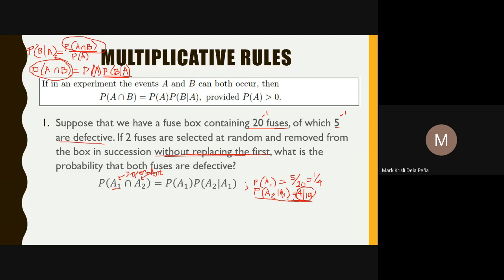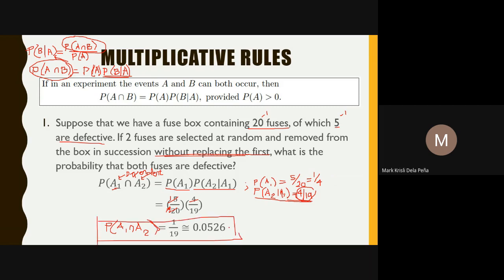So this is now our conditional probability. Then if we check our equation, you have probability of A sub 1, then probability of A sub 2 given A sub 1. So we will substitute the values here. That's 5 over 20, or simply 1/4, multiplied by the conditional probability, which is 4 over 19. Since this is equivalent to 1/4, we can cancel out the 4 again. The simplified form would be 1 over 19, or approximately 0.0526, which means if we convert it into percentage, we only have a 5.26% probability that both fuses are defective.